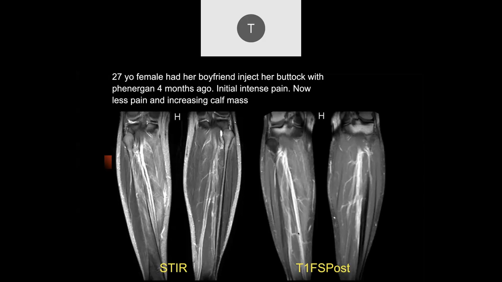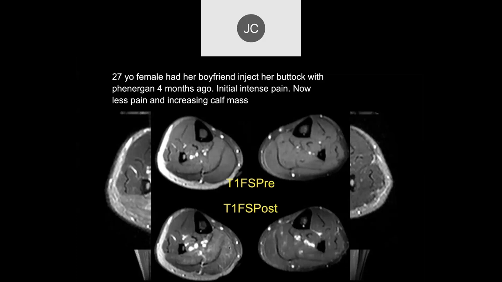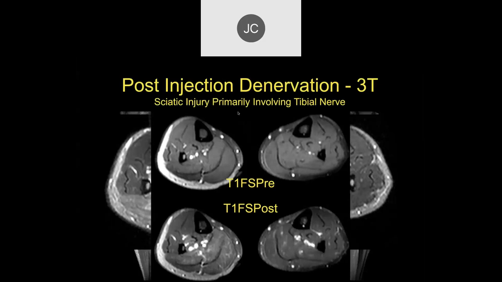So I think on the STIR images on the right leg, we see some increased signal in those muscles there. Presumably they injected on the right side. You see that on the post contrast, a diffuse edema pattern. But she was injected in the buttocks. So what do you think might be going on here? Perhaps they hit a nerve upstream and this is some denervation changes. Okay. So we do see that edema there. So this would be then the tibial nerve because it's posterior. See subtle contrast enhancement within the muscles. And this was post-injection denervation from involvement of the sciatic nerve with the injection.